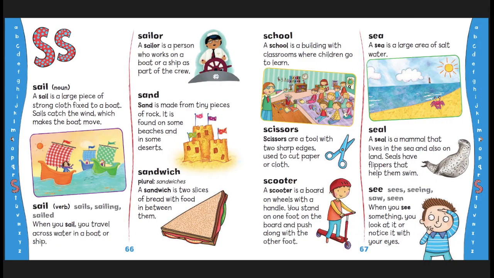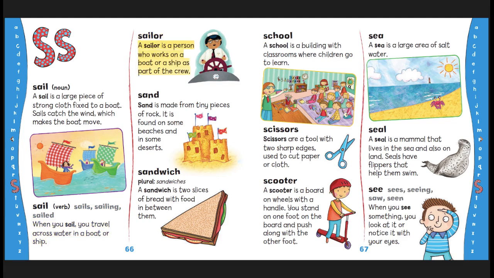Sail. Noun. A sail is a large piece of strong cloth fixed to a boat. Sails catch the wind, which makes the boat move. Sail. Verb. Sails, sailing, sailed. When you sail, you travel across water in a boat or ship.